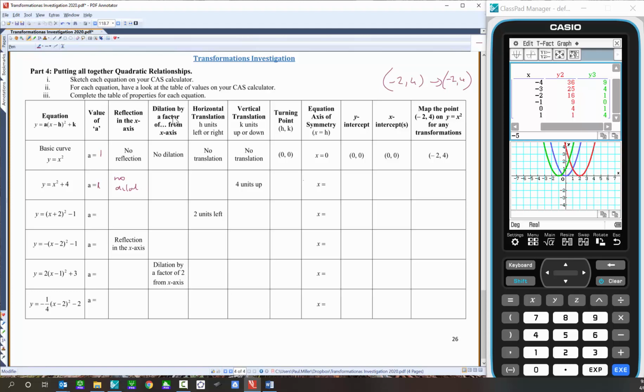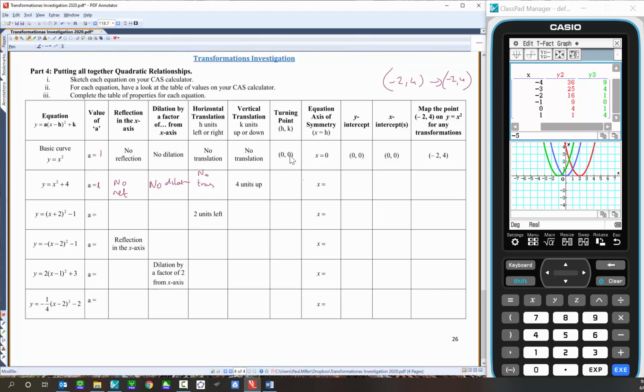Sorry, no, that's no dilation goes here. Now remember, if this a value is negative, then it's been reflected. Okay, there's no negative there, so no reflection. All right, has it been moved left or right? So what I do is I look for x plus something all squared or x minus something all squared. It's just x squared, okay? So there's no translation here. But this plus 4 is plus k, okay? And what this will do is grab the parabola and move it 4 units up.